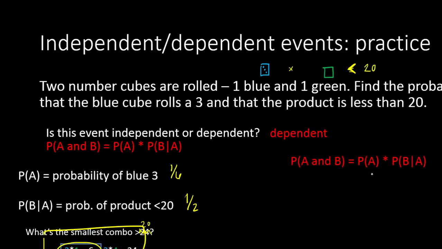So the probability of A is 1/6. The probability of B, given A has occurred, is 1/2. So the probability of both is 1/6 times 1/2, which is 1/12. So 1 in 12 shot that not only will I roll a blue 3, but that the product of the blue face and the green face will be less than 20.